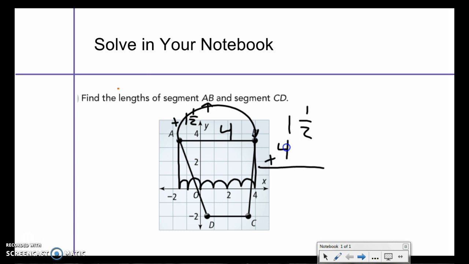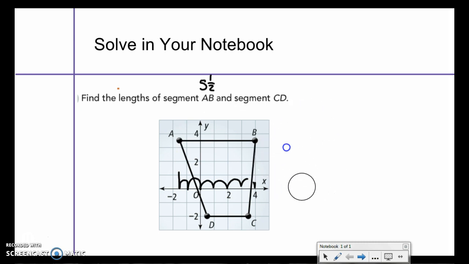Okay, add your whole numbers. Well, we have 5 and 1/2. So side AB is 5 and 1/2 units wide. Okay? Now we are not done. We were just going to take it one step at a time, remember?